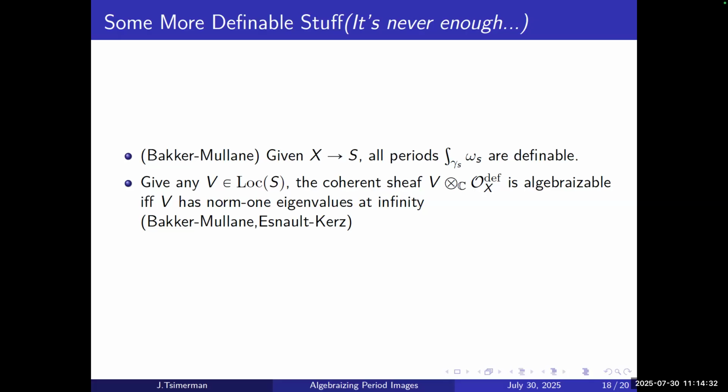And in that generality, Bakker and Mullane show that those things are all definable. Said a different way, if you take the coherent sheaf associated to a local system, then that has an algebraic structure if and only if your local system has norm one eigenvalues at infinity. There's some regular singularities type condition here. And recently, as was talked about here, Kurtz showed that it's if and only if. Sorry, so Bakker and Mullane showed the if part, and the only if part was recently also done.